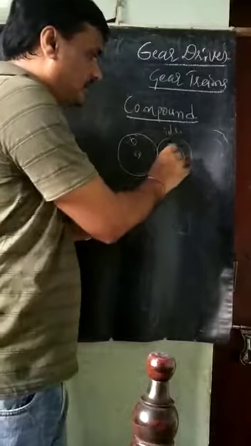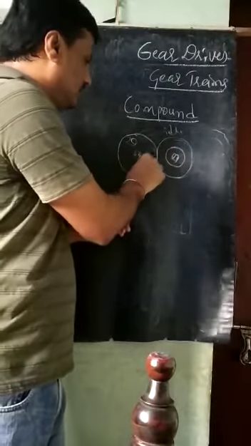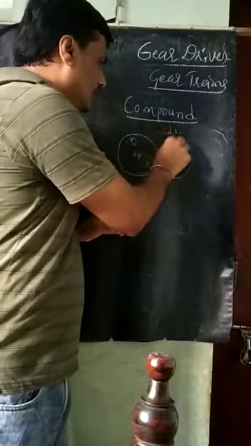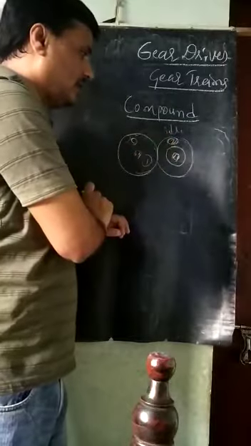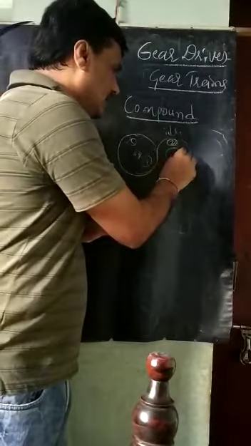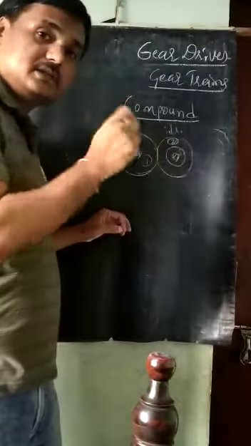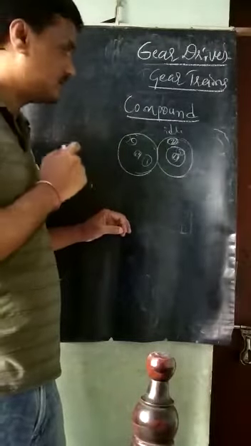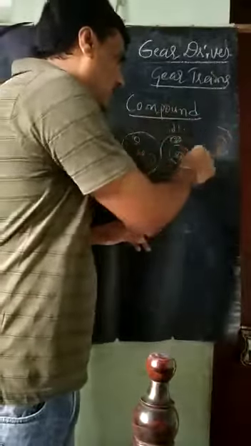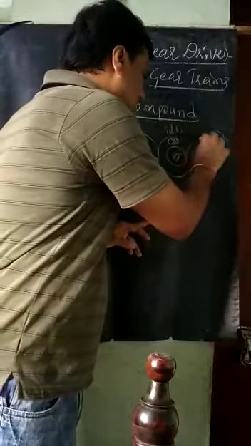On the same shaft, two gears are fixed. This is gear 1, and gear 2 is engaged with it. And the third gear is fixed on the same shaft. Then the last follower is there, fixed with the third gear.